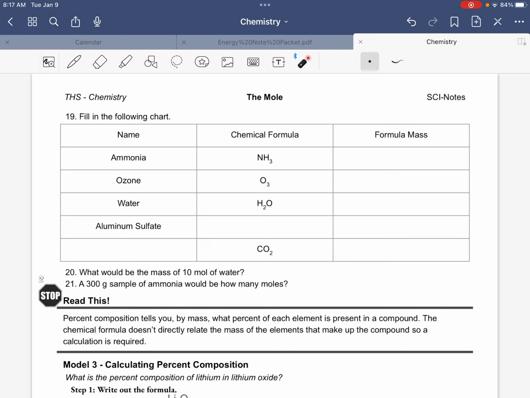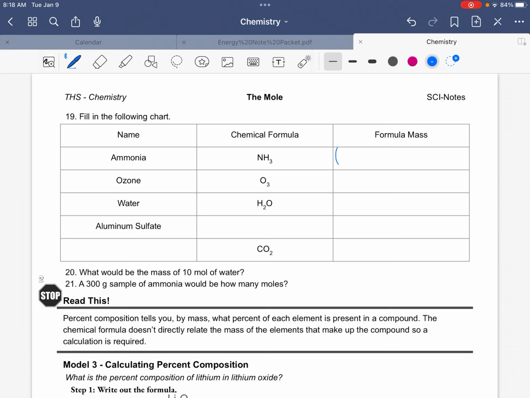Okay, so for number 19, we're going to fill in the following chart. We have the name of most of these, but we don't have the name here. And then we have the chemical formulas for most except for our aluminum sulfate. And so we're going to find the formula mass for each. Okay, so for ammonia, we have NH3.